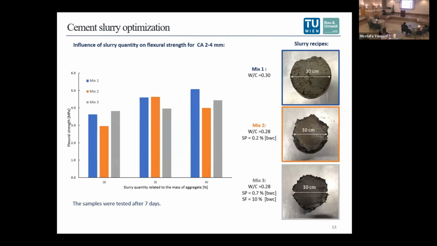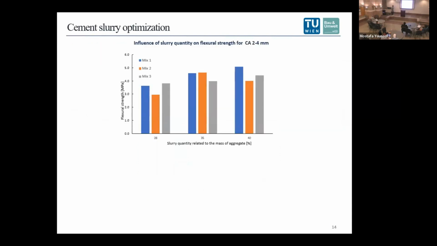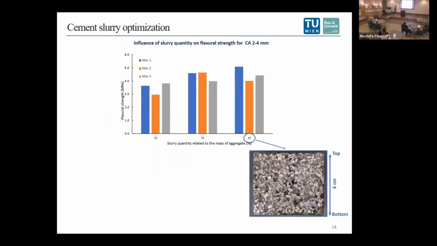As you can see here, there was no significant impact of the admixtures. Here I will show you some cross sections of the samples. You can see here a sample made of 40% slurry content, based always on the mass of aggregate. Water permeability measured in this case was 0. You can see the blocked voids in the bottom of the samples and in the side of the samples. We have some not connected voids in the middle.